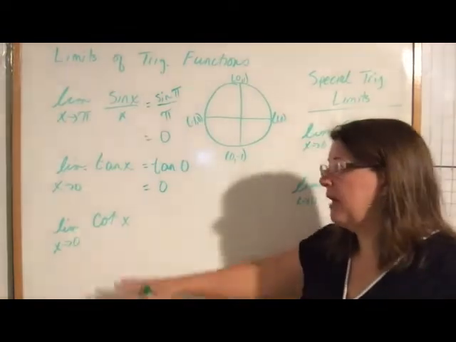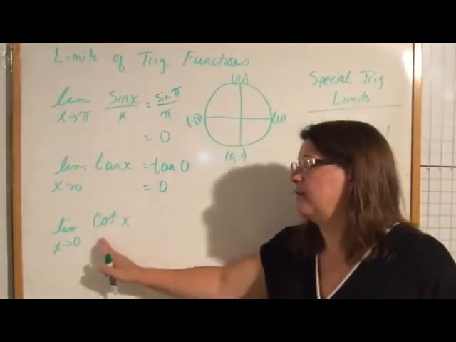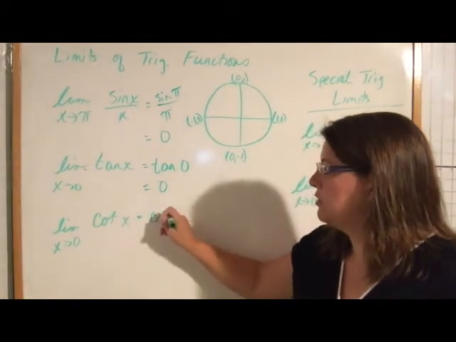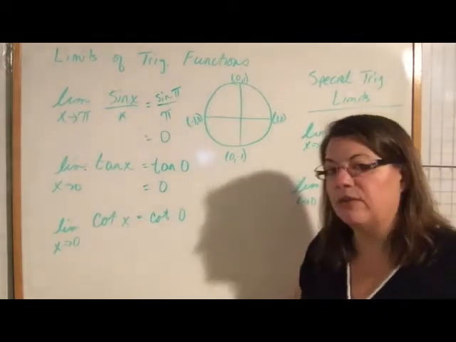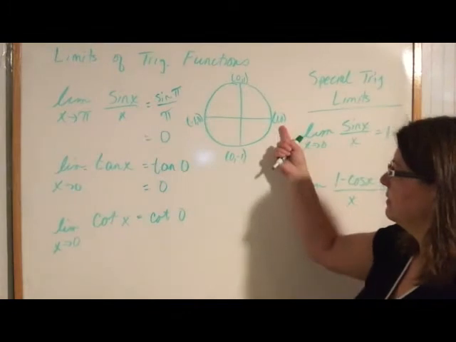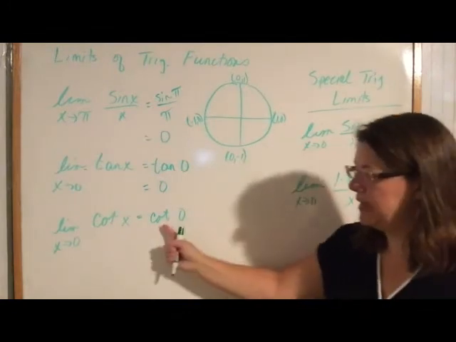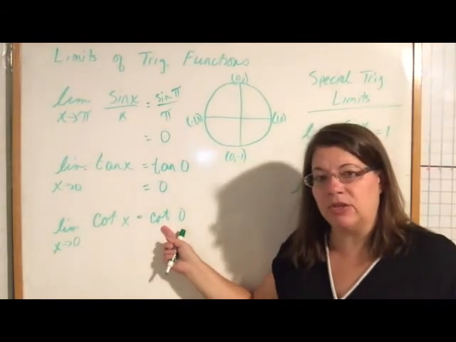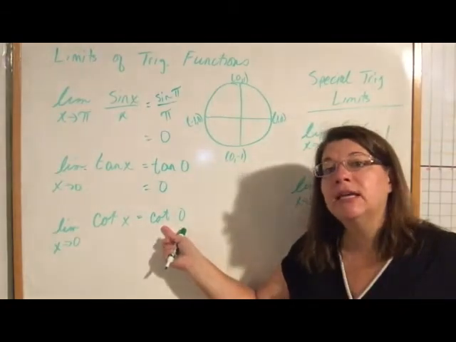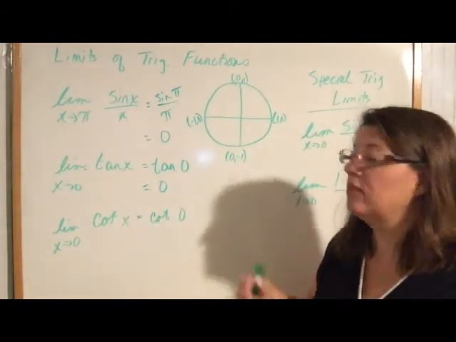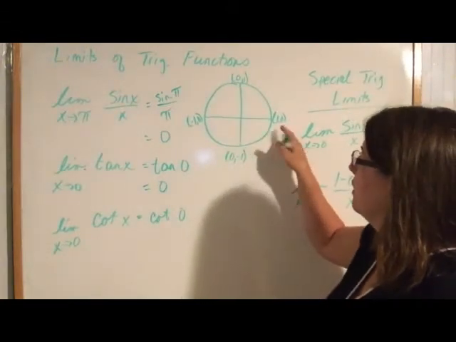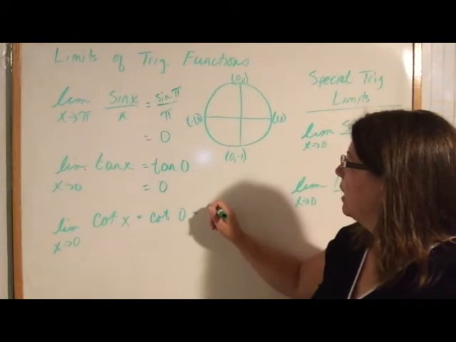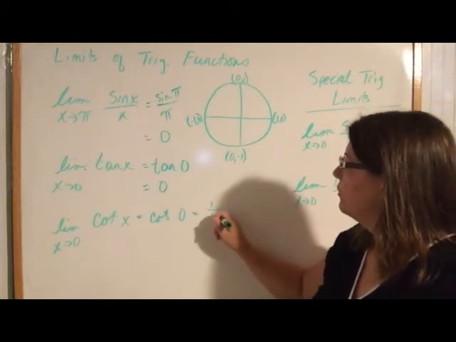In the next one, we have the limit of cotangent x as x approaches 0. So if I do direct substitution, I've got cotangent of 0. So we're still at 0. But now we know that cotangent is the inverse of tangent. If tangent is sine over cosine, then cotangent is cosine over sine. So we need the x value over the y value. Well, if you look at that, that is 1 over 0.